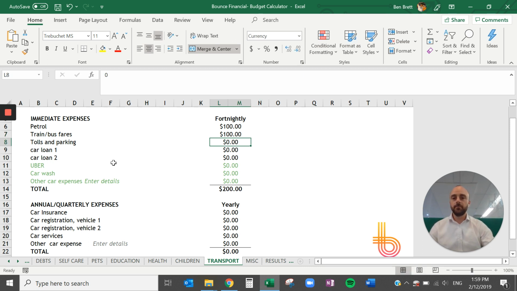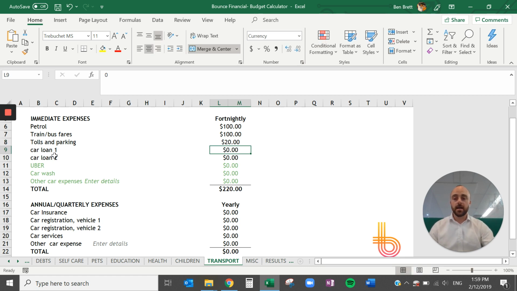Tolls and parking. So again, this depends on where you live. So if you're in Sydney or Melbourne, tolls are very much a large portion of your life. Brisbane, not so much. However, it is a cost. So we're going to just do $20.